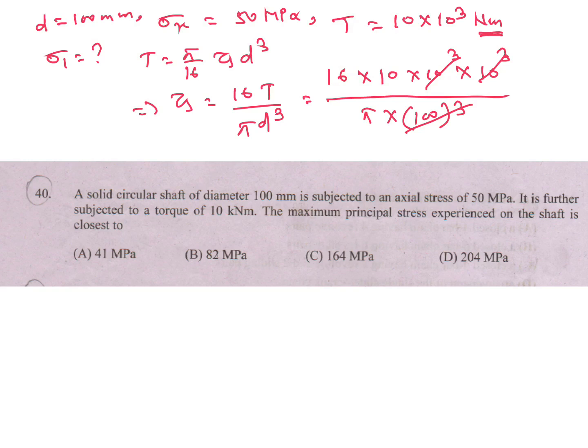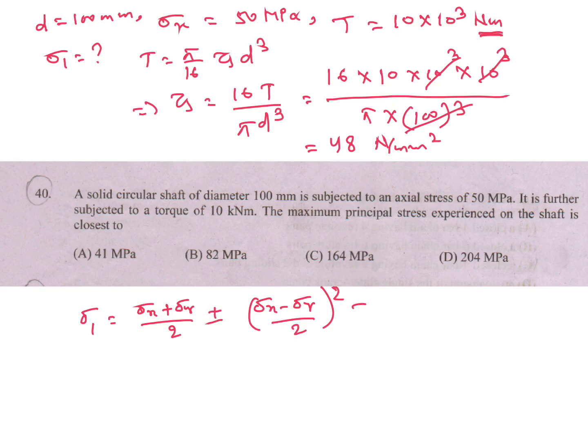It's approximately 48 Newton per mm square. So next, sigma 1 you have to calculate. Sigma 1 formula is sigma x plus sigma y by 2 plus or minus square root of sigma x minus sigma y by 2 whole square plus tau xy whole square. This type of questions I already solved in ISRO paper. You can check them. Sigma y is not given here, so sigma y is 0.